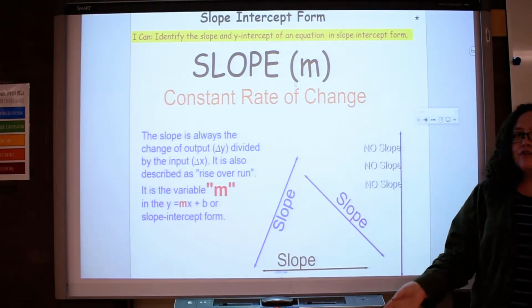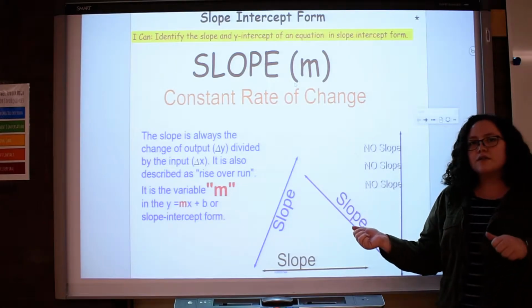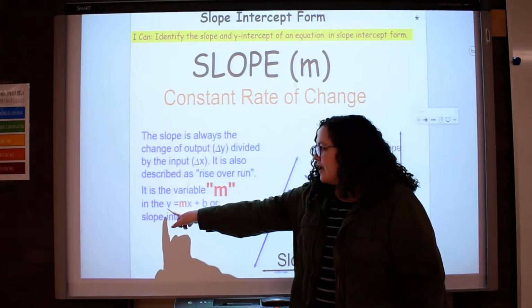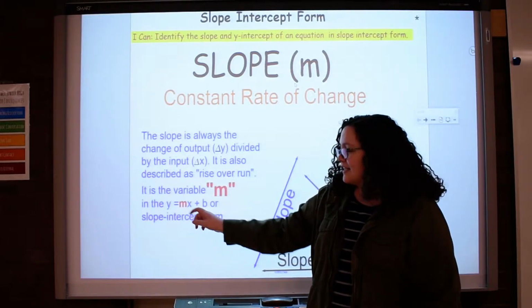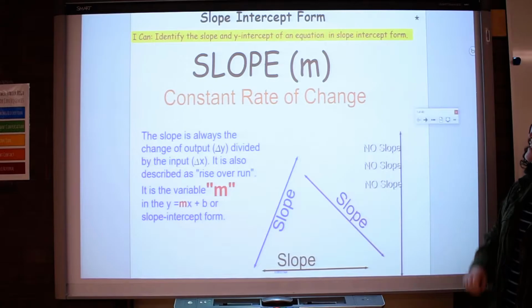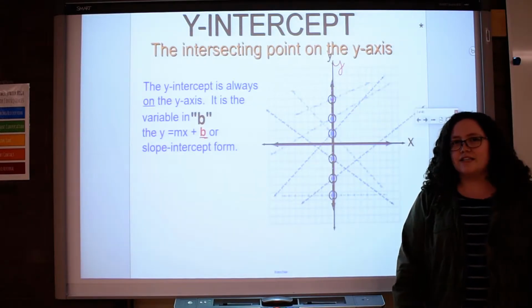So what you should have learned in one of the more recent lessons, though, is you should have started noticing that the slope is always going to be the coefficient on the x. So right here, when you have this set up, m is always going to be next to your x like this. It's always touching it. It's that creepy coefficient. All right.